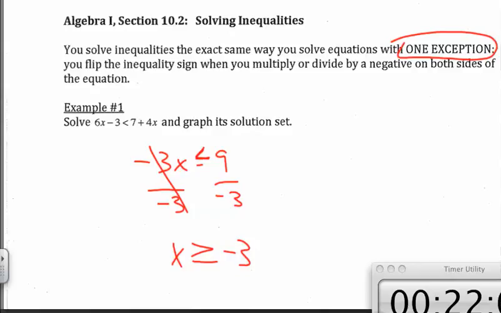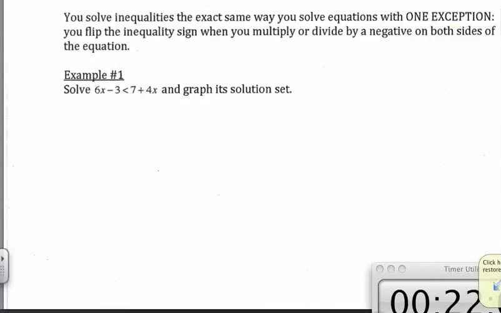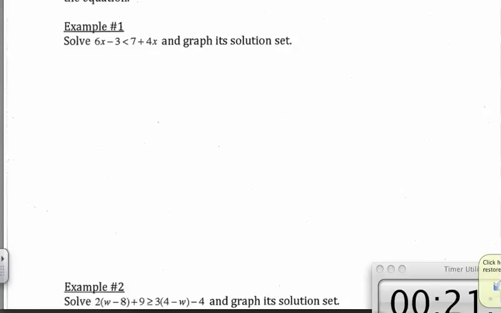So let's look at this example real quick. Okay? This example asks us, let's see if I can, there we go. Let me scoot that down just a little bit. It says solve this inequality and then graph its solution set. So we're going to have some solution stuff, right? We're going to add, subtract, and all that stuff. And then we're also going to have a number line where we graph the solution set. Okay? So let's look at this.